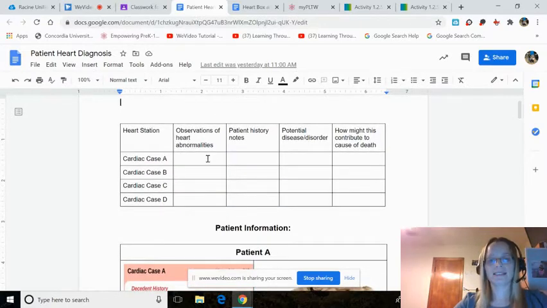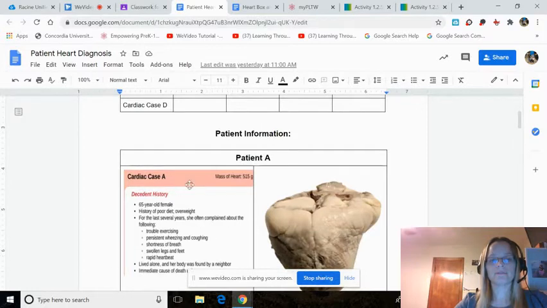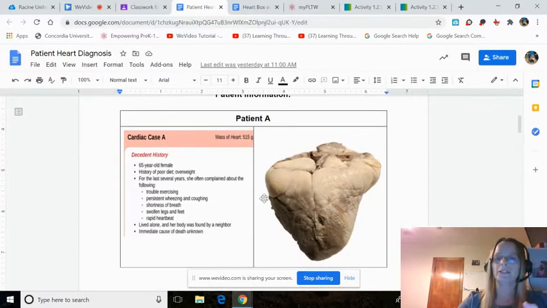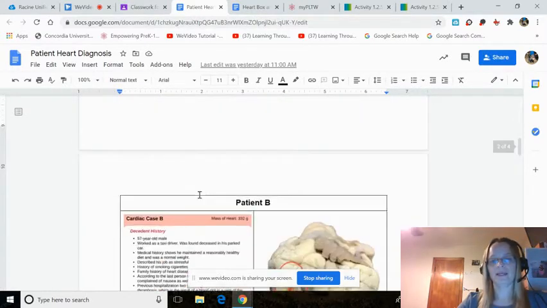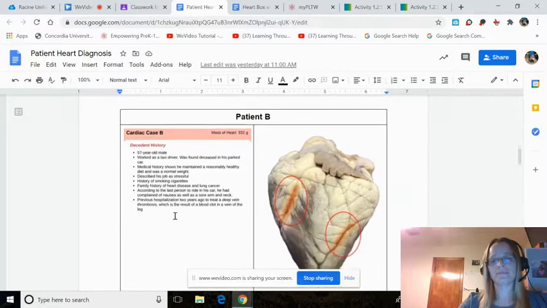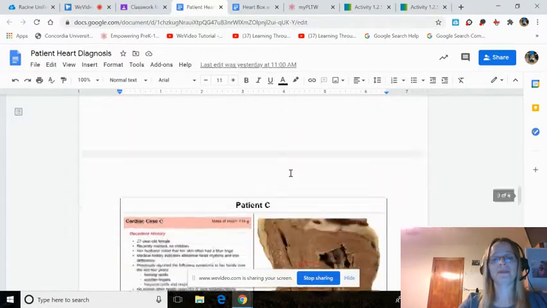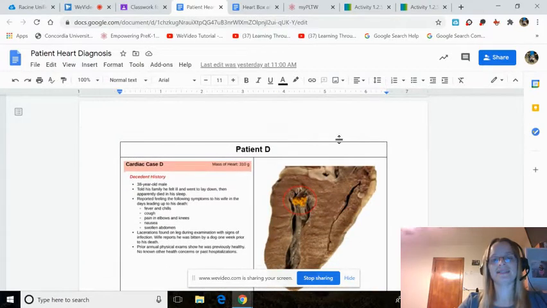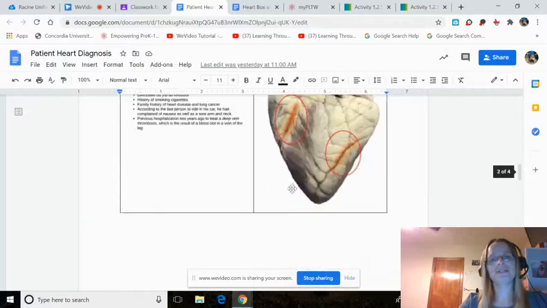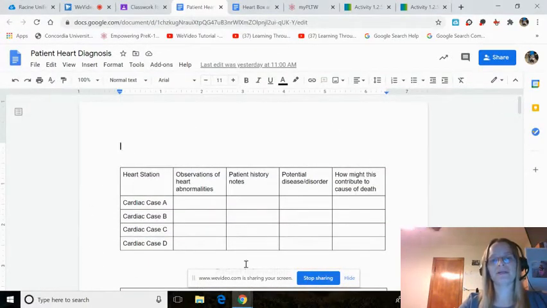So you have cardiac case A. Here is their patient history. And you can see for patient A, I'm going to tell you that their heart is very large. Okay, so it's a very large heart. That should help you find out what's going on there. Okay. Then I have patient B. This makes it kind of easier. Patient C. And patient D. And I do have a video to help you out here, okay?